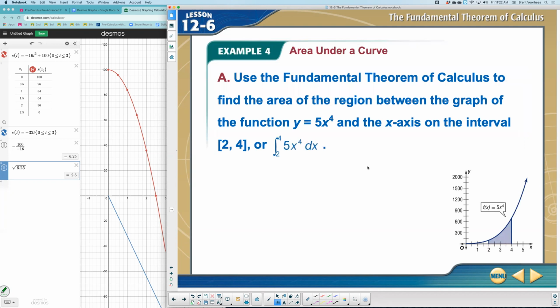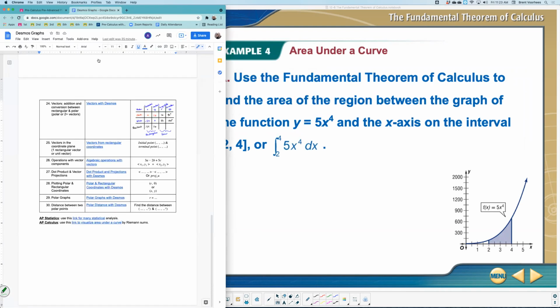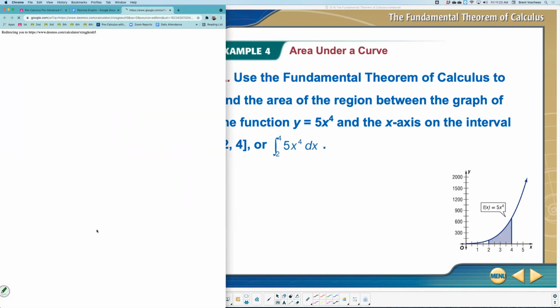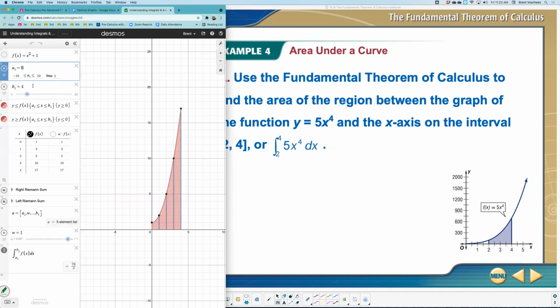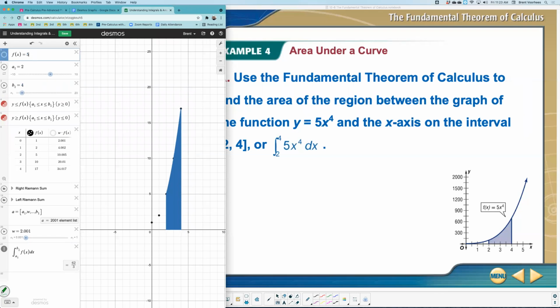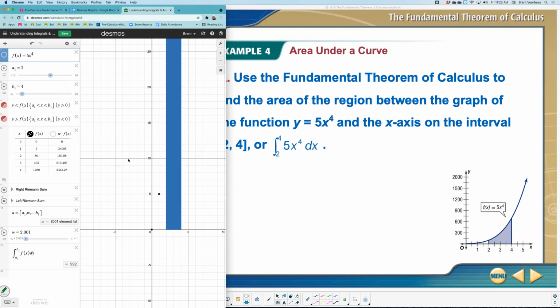Use the fundamental theorem of calculus to find the area of the region between the graph of y equals 5x to the fourth and the x-axis. Before we actually do this, let's make sure we get the right answer. Let's see what the calculator has to say about this one. So I'm going to open this back up. We're looking for the integral on the interval from 2 to 4 of 5x to the fourth power. So that is what we're looking for.